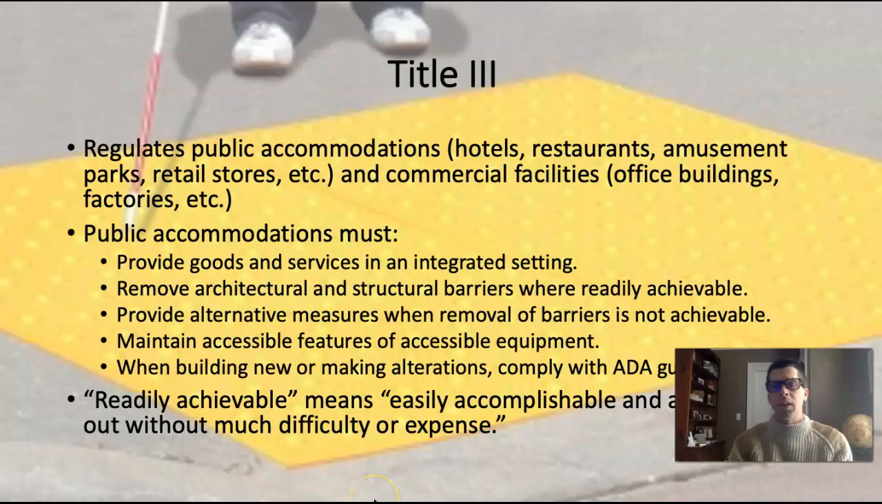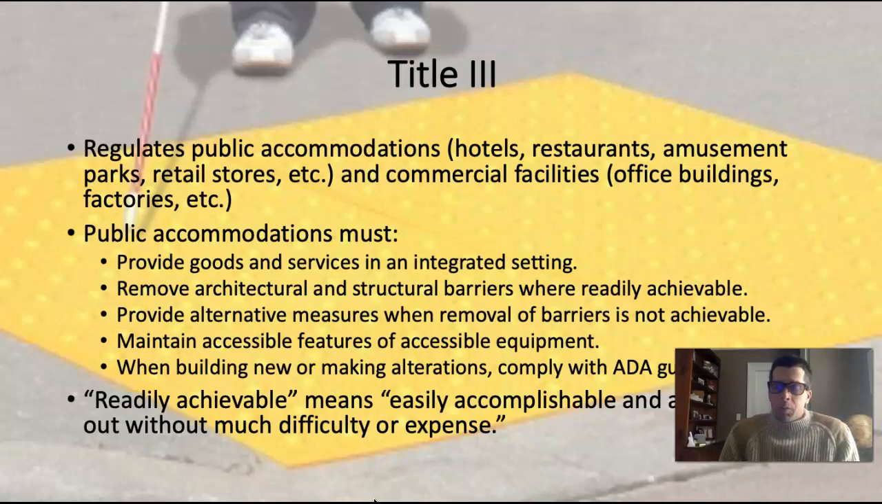Okay, Title III, and this is probably what we would primarily be dealing with, is going to regulate public accommodations, things that are open to the public but privately owned. Okay, so like I said, hotels, restaurants, amusement parks, retail stores. What they're saying is everything has to be provided in an integrated setting. You can't have this floor of the restaurant is for people that don't have disabilities, and then we're going to put everybody else down in the basement. Okay, it has to be in an integrated setting.